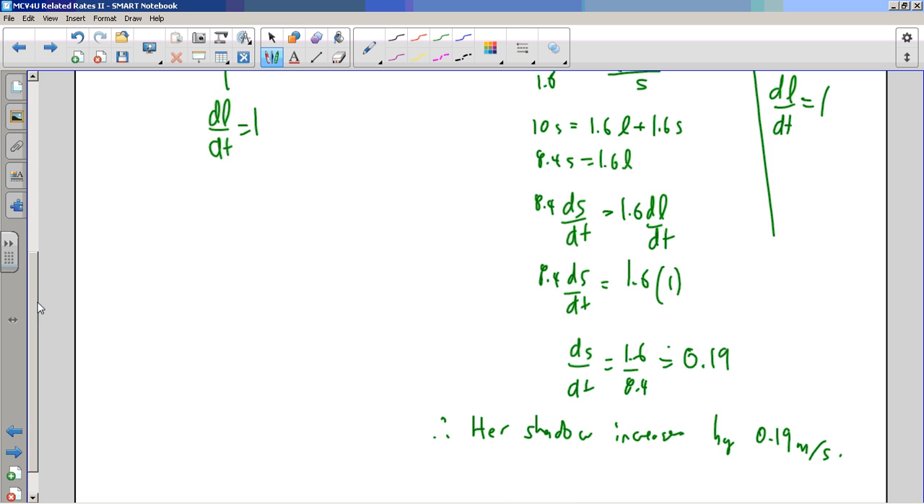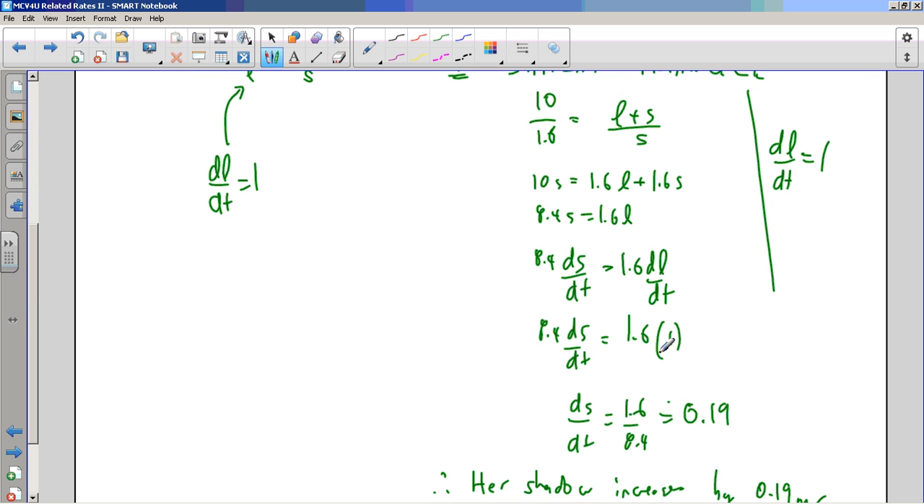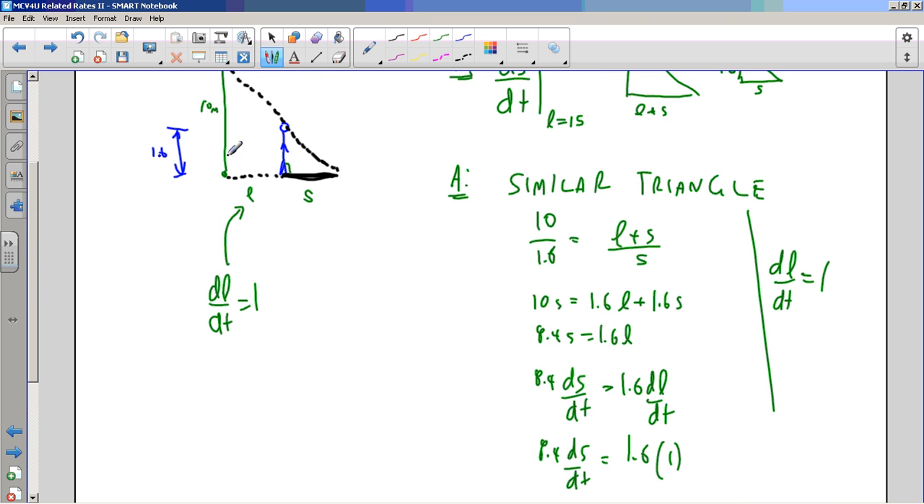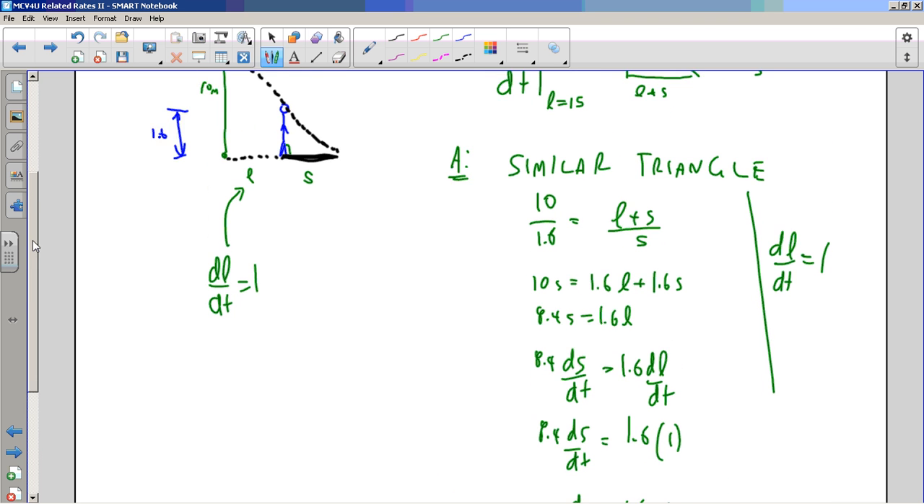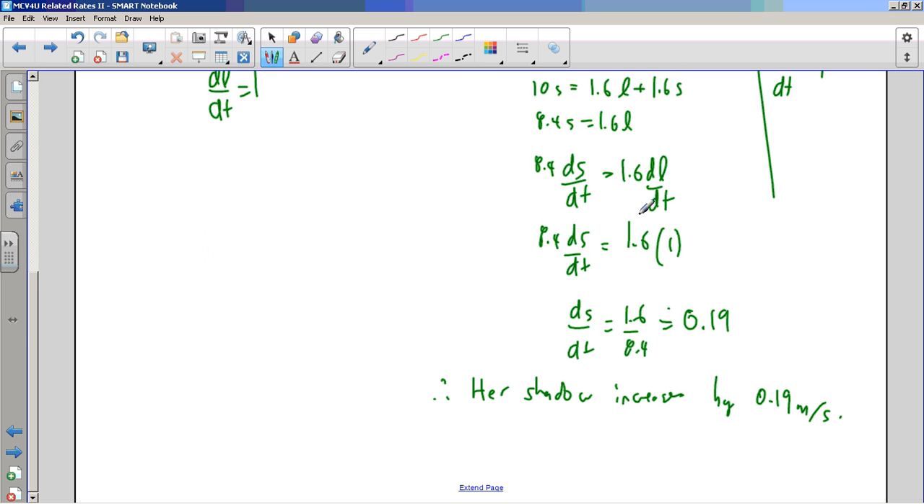I want to point something out. Where did this go? It didn't matter, right? When we took the derivative and we started talking about rates, how far away she was didn't matter. The shadow was actually increasing at a constant rate. It didn't matter how far away she was, it was always going to increase by 0.19 meters per second. So I'm going to write, and this was a constant rate, which was surprising, I think.